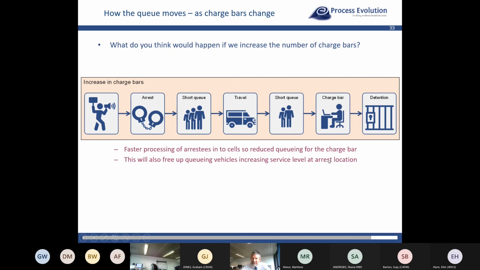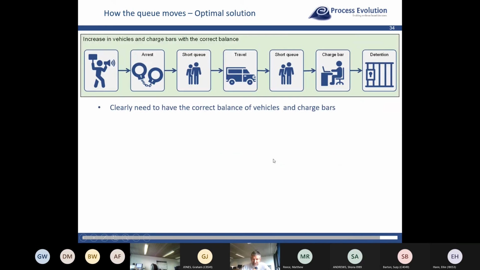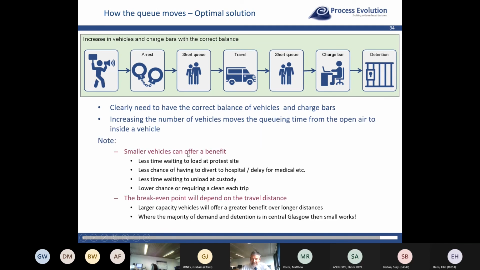Likewise, having more holding area space. So clearly, it's all about the balance and having the correct number of vehicles and charge bars and the capacity of those vehicles. Increasing the number of vehicles moves the queuing from the open air to inside a vehicle, which probably isn't what you want.